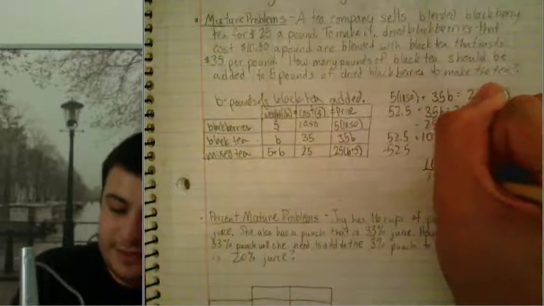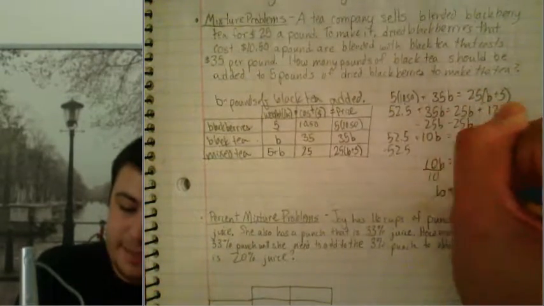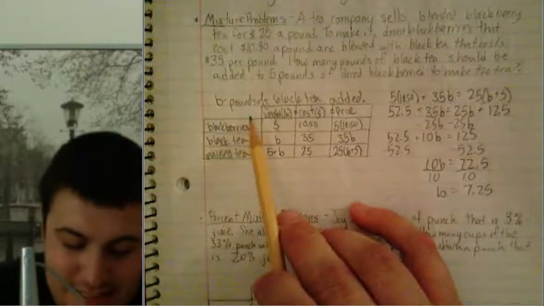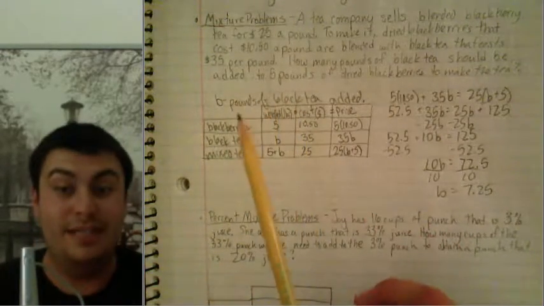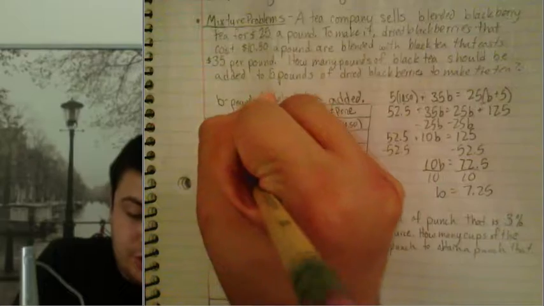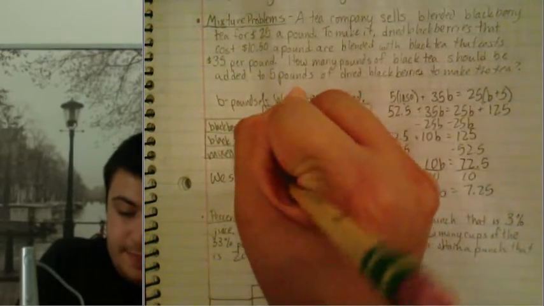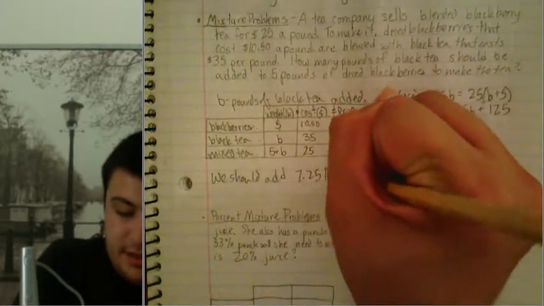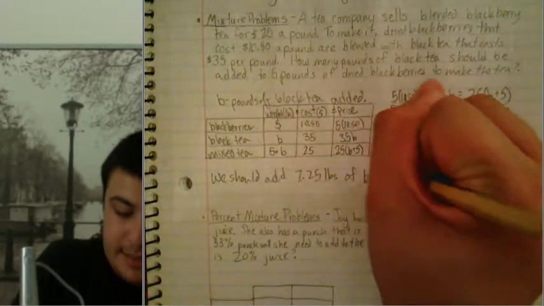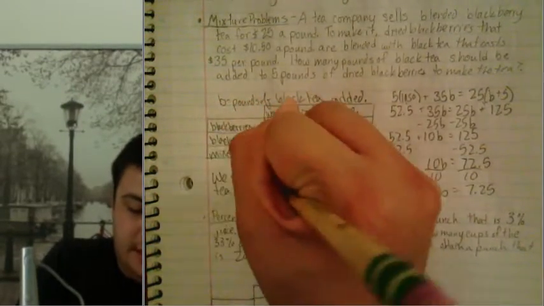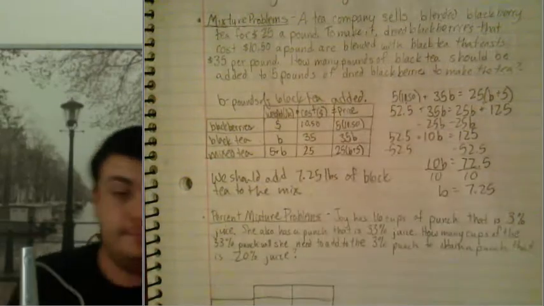When we divide both sides by 10, we see that b equals 7.25. So b equals 7.25, which means that's the pounds of black tea added. We check, does that answer the question? How many pounds of black tea should be added? Yes, we should add 7.25 pounds of black tea to the mix.